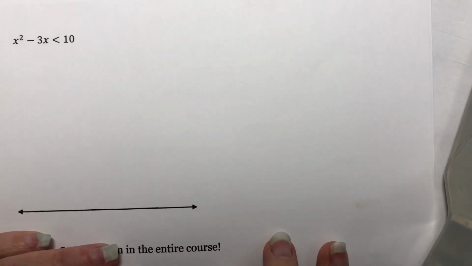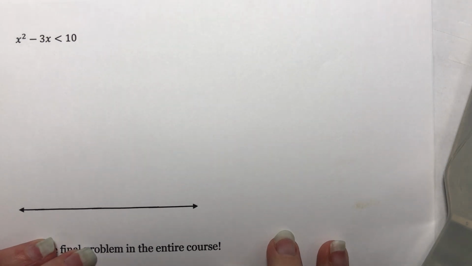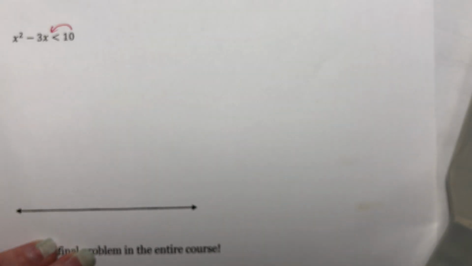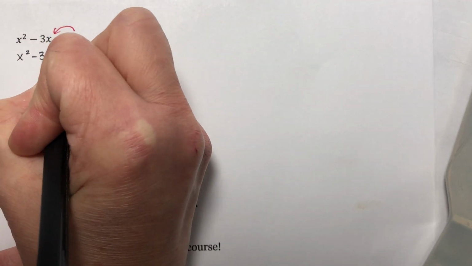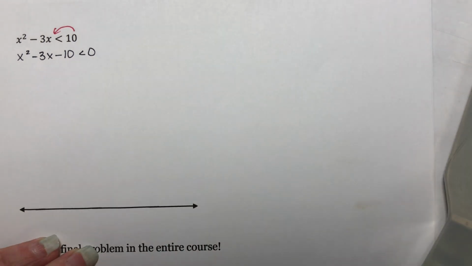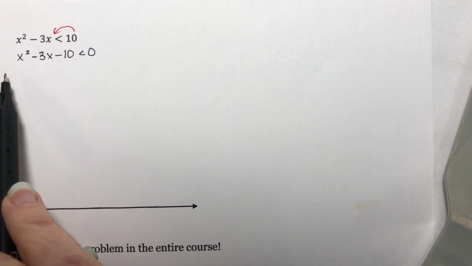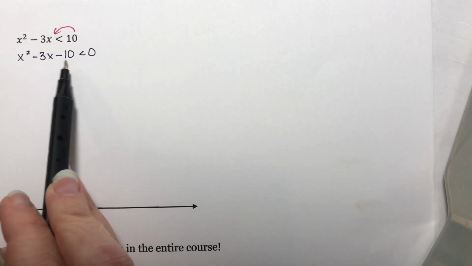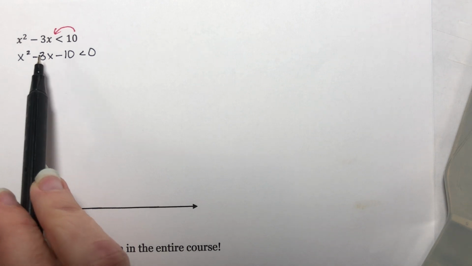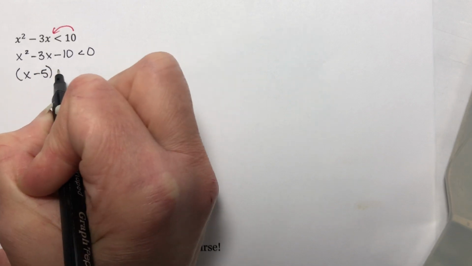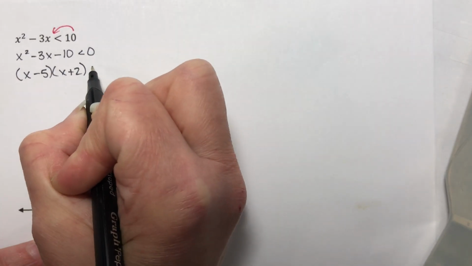Let's look at a different one. I have x squared minus 3x is less than 10. I need a 0, so I'm going to move the 10 over to here. That gives me x squared minus 3x minus 10 is less than 0. Now I need to get this factored. This is the easier type of factoring. I'm looking for two numbers that multiply to negative 10 and add to negative 3. That's going to be negative 5 and positive 2. So I have (x minus 5)(x plus 2) is less than 0.